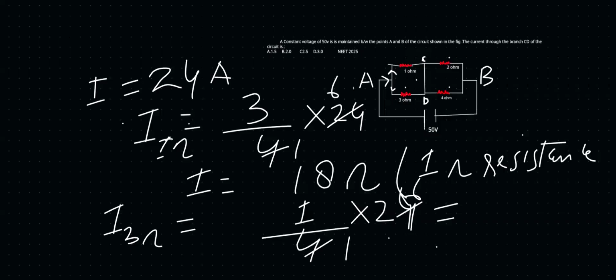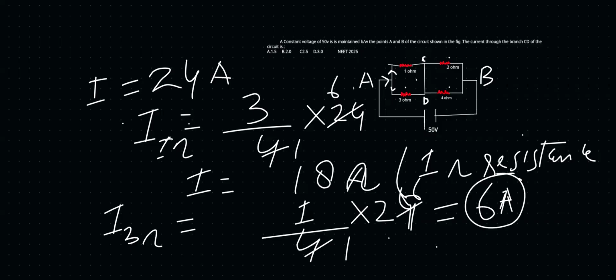So this will be 6 ampere of current. Okay. So how much is the total current? 24 ampere. So 18 ampere of current is passing through the 1 ohm resistance and 6 ampere of current is passing through the 3 ohm resistance.